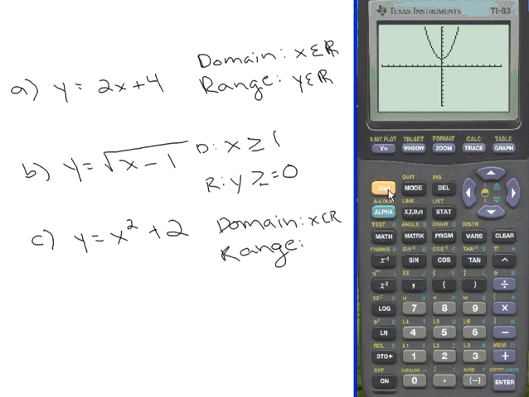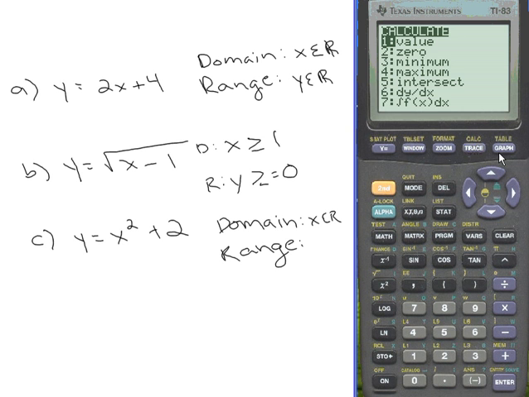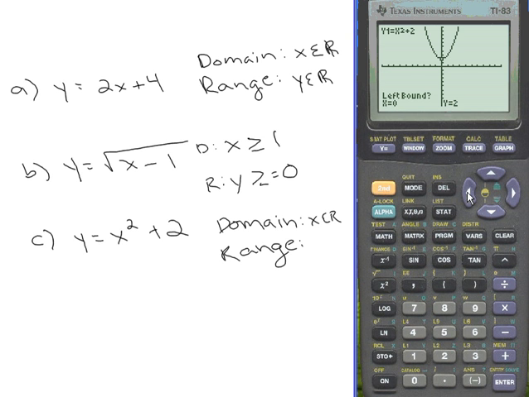using our calc menu here, which we access with second trace. That's the minimum point on our graph because our parabola opens upwards. So we select number 3, minimum. Left bound, move your cursor a little bit over to the left of the minimum point, enter, and then you move it just a little bit over to the right, enter again, and then enter for a third time, and it tells us that that point, when x equals 7.68 exponent negative 7, we can just round that to 0, y is equal to 2.